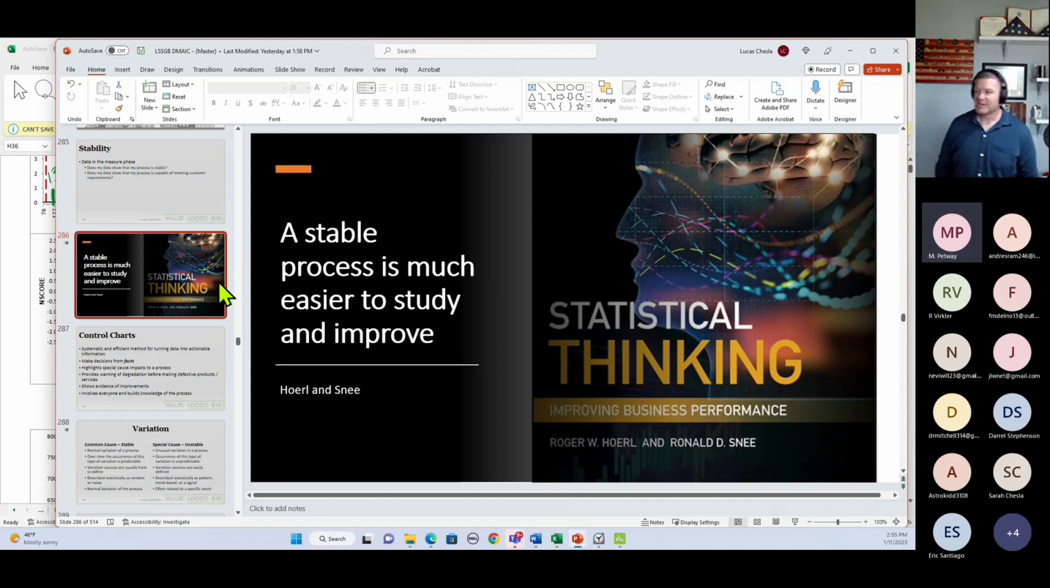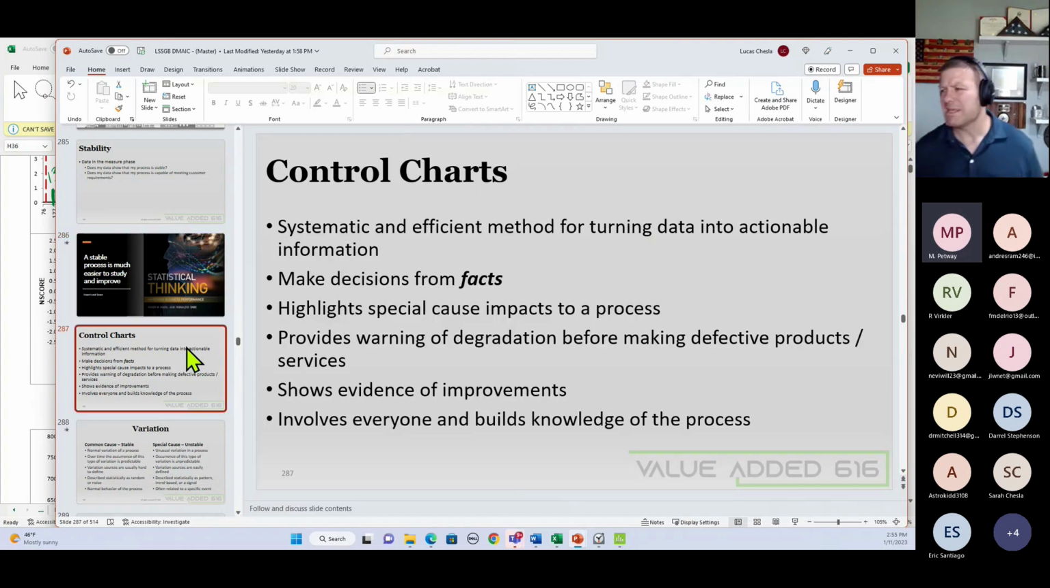And that's a book that I actually love. It's in my drawer right next to me here. I've actually read the book cover to cover, believe it or not. But a stable process is much easier to improve. So let's talk about what does stable mean? Stable means that we're producing consistently.